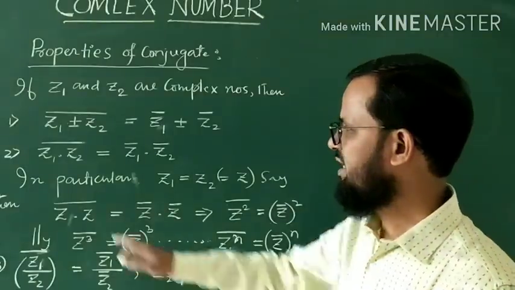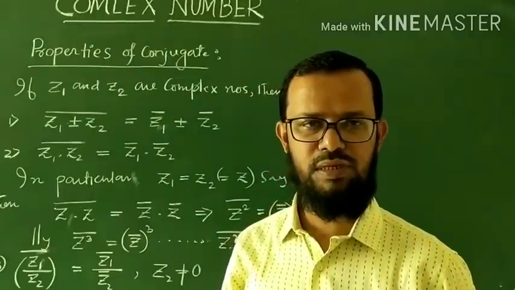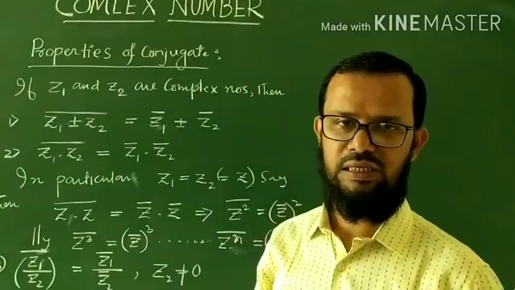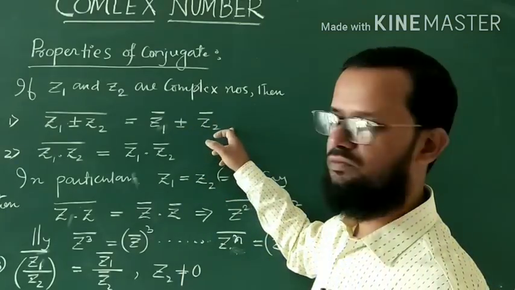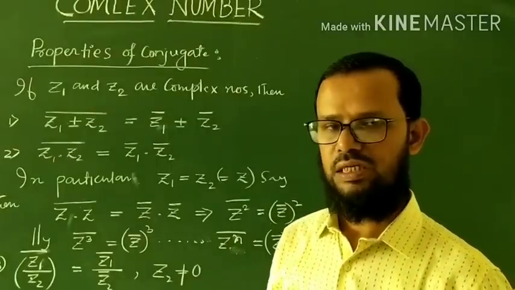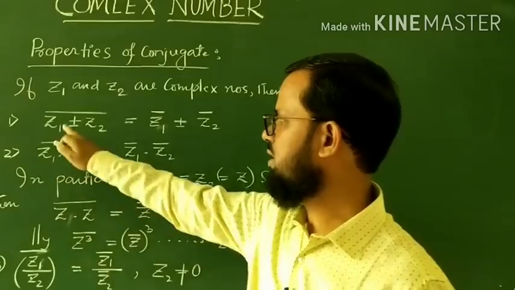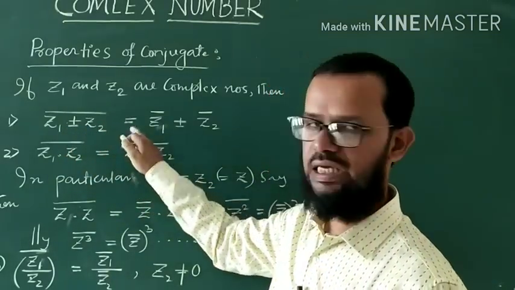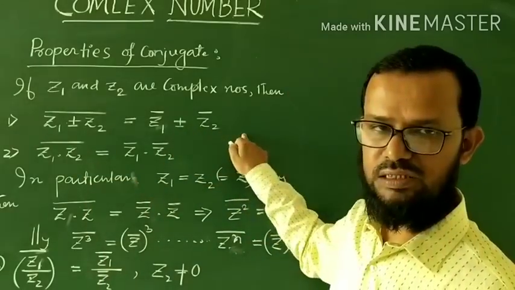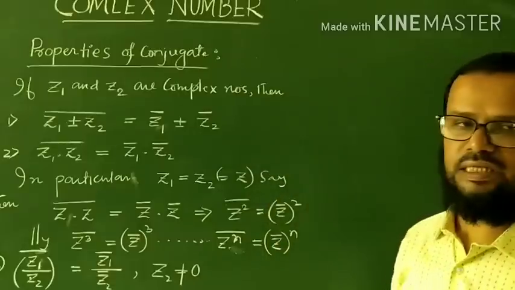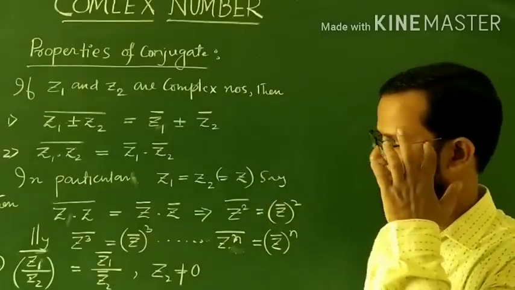Here I am taking two complex numbers. You can take more than two also. Suppose Z1 plus Z2 plus Z3, then you can write Z1 bar plus Z2 bar plus Z3 bar in this way. If you take the sum of n complex numbers, Z1 plus Z2 plus dot dot up to Zn whole bar is equal to Z1 bar plus Z2 bar plus dot up to finally Zn bar. You can distribute it. So this is the property.